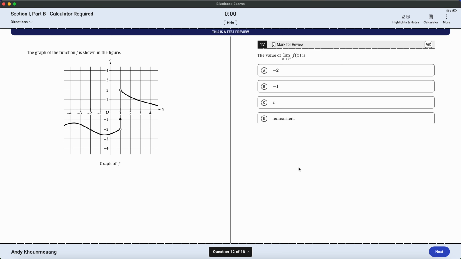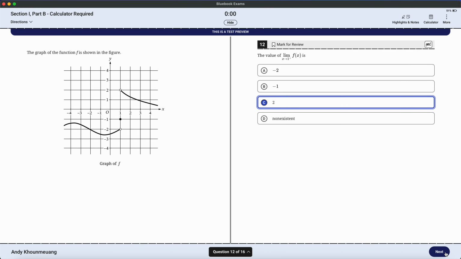I'm going to go over the Blue Book sample questions so that you guys are comfortable with the Desmos calculator here. Some of these, obviously, like number 12 here, don't require a calculator. So, like the limit from 1 to the right is just going to be 2. You could just call it a day, right?